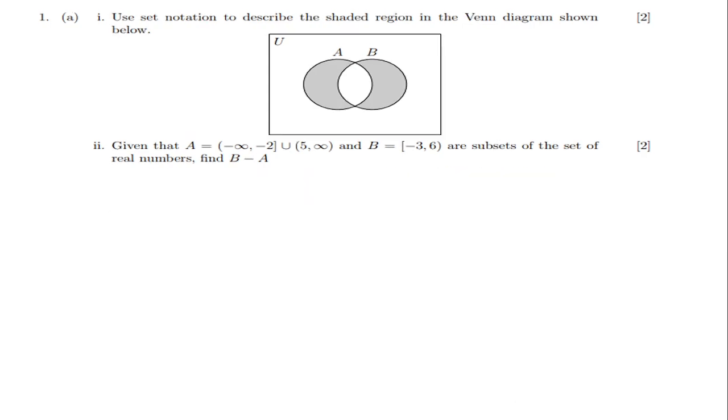So let's quickly look at question 1. Question 1 says: use set notation to describe the shaded region in the Venn diagram shown below. Some of you might get confused looking at the Venn diagram, but this is very easy and something that you can easily solve. Let's look at how best you can approach this question.